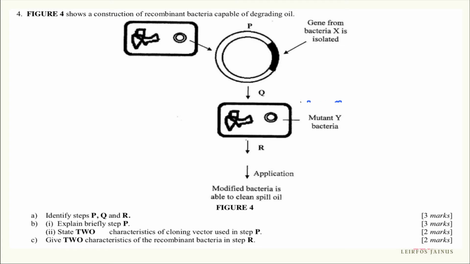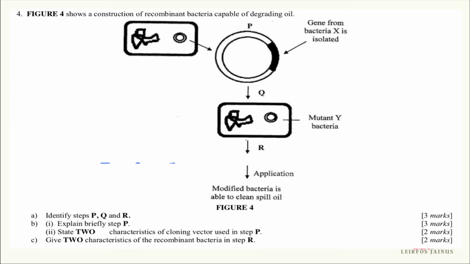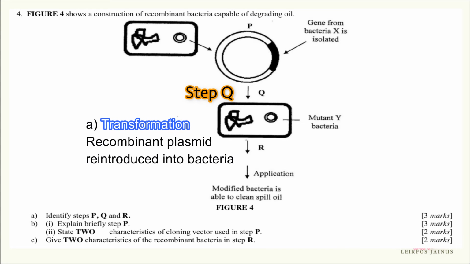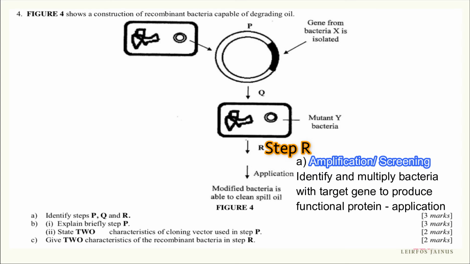Question number 4a. Identify step P, Q, and R. Step P is insertion, in which the target gene is inserted into the plasmid, while step Q is transformation, in which the recombinant plasmid is reintroduced into the bacteria. Step R is the amplification and screening. This process will identify and multiply the bacteria with the target gene to produce functional protein.